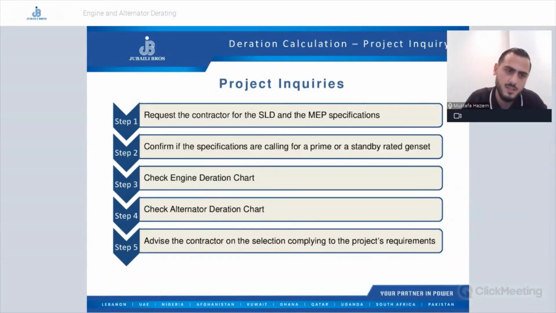What are the 5 steps that we take? First thing, Mr. Contractor, we require the single line diagram from you, and we need the MEP specifications related to the generator. Second step, we open these MEP specs, we go to the generator section, and we check: is it a prime rated genset that is required, or is it a standby rated genset that is required? We all know that it is going to a construction project, and it will be in a generator room, which will work only if there was a power outage. It will work only as a standby or as an emergency. But some specifications ask you for a prime rated genset. We will go into details on that now, but this is the general idea. Third step and fourth step, like the slides before, we will go for the engine and alternator derating tables and charts. Last thing, we'll advise the contractor on the right selection to comply with his project's specs.